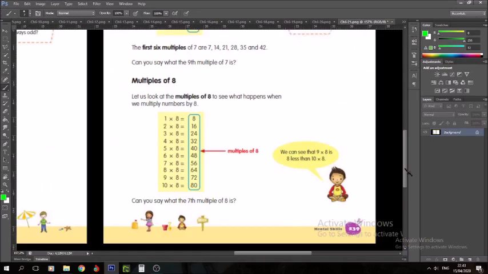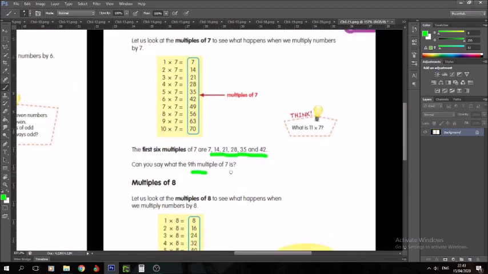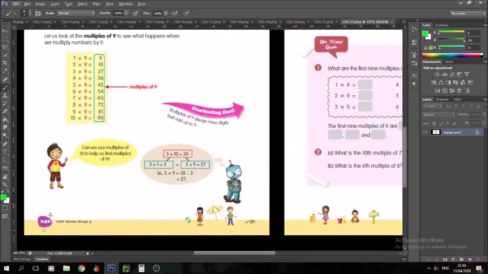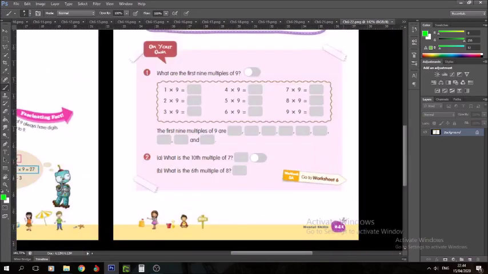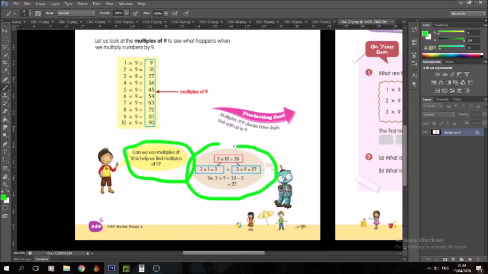Next to page 239. Multiples of 7. What is the ninth multiple of 7? Here it is, the ninth multiple of 7. And then multiples of 8. Continue to page 240. You see multiples of 9. Next, on page 241, you can also find the multiples of 10 to find multiples of 9. Again, this is just a recommended method, meaning you can use this way or you can use your own way. You can remember or memorize the multiples of 9 instead of using this method.